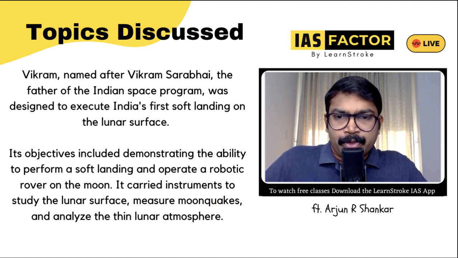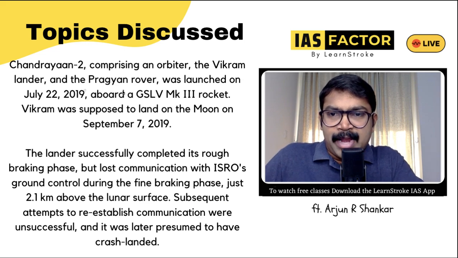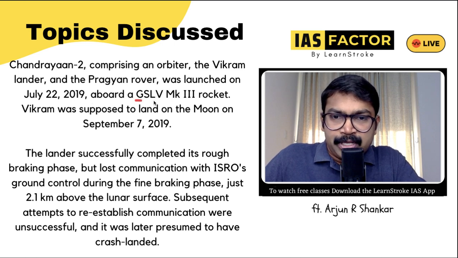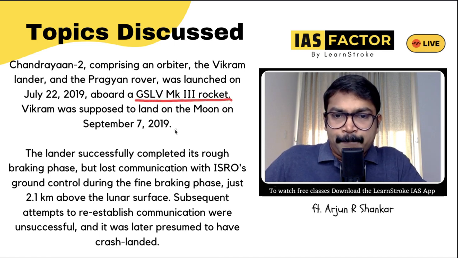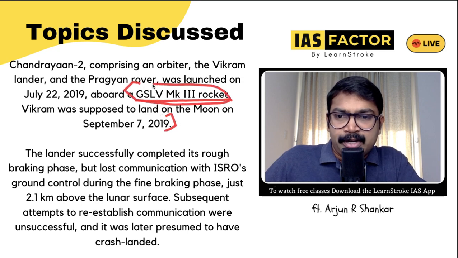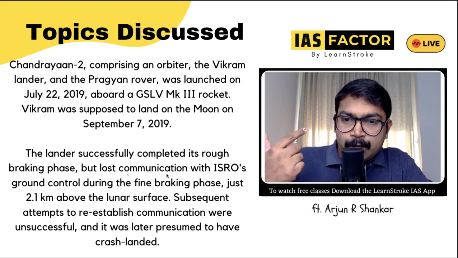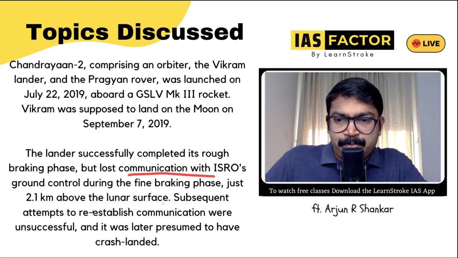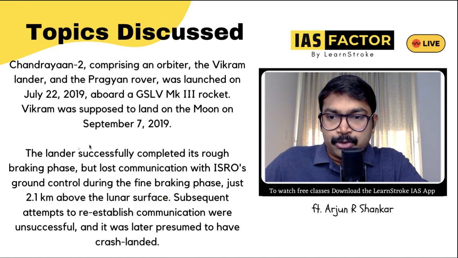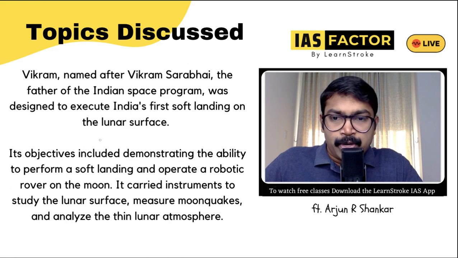So soft landing, Vikram. Chandrayaan 2 was launched on the GSLV Mark III rocket. Now let's take a look at this. The lander successfully completed its rough braking phase, but lost its communication with ISRO just before 2.1 kilometers above the lunar surface. Subsequent attempts to re-establish communication were unsuccessful. Later, it is supposed to have crash landed. So that is Vikram. You should have an idea what the Vikram lander and Pragyan rover are.